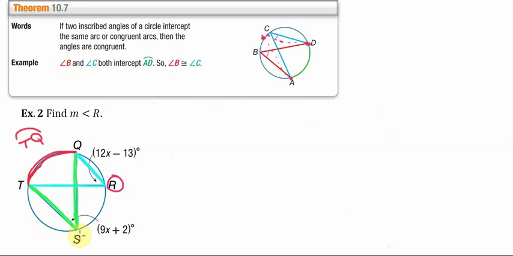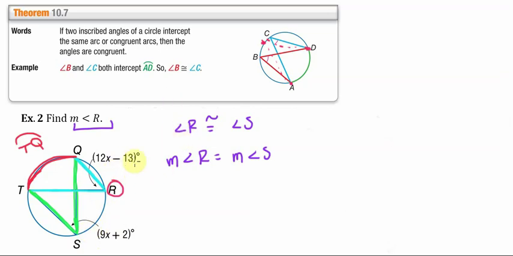Since we know they're both intercepting arc TQ, we can state that by theorem 10.7, the measurements of angle R and angle S are going to be congruent. If I were to state that using symbols, I would have that angle R is congruent to angle S. Since we know they're congruent, we know that the measurement of angle R equals the measurement of angle S. I only have expressions with a variable x, so I can simply set them equal to each other and solve for x to find the measurements of not only angle R, but also angle S.